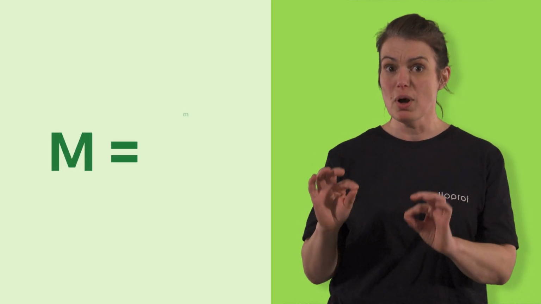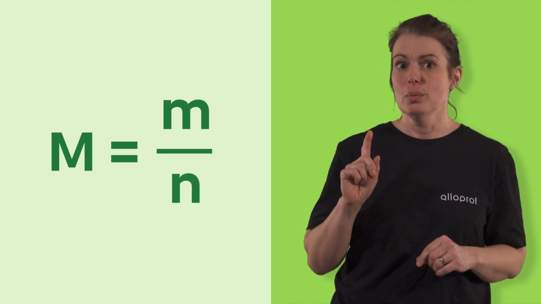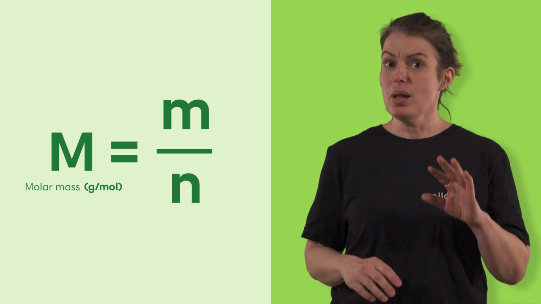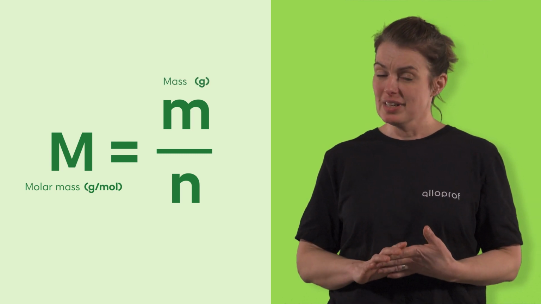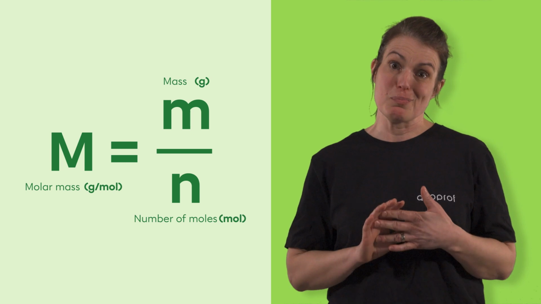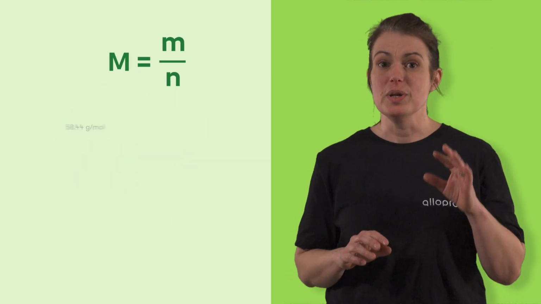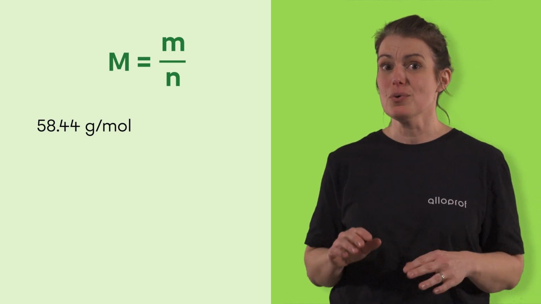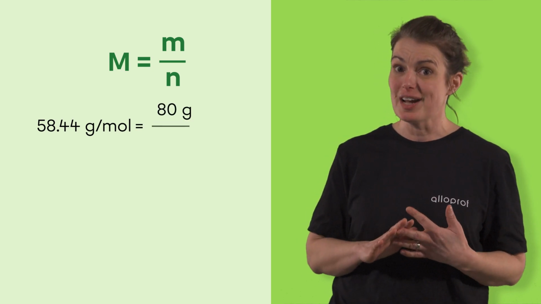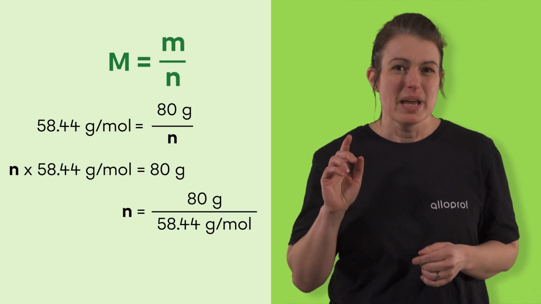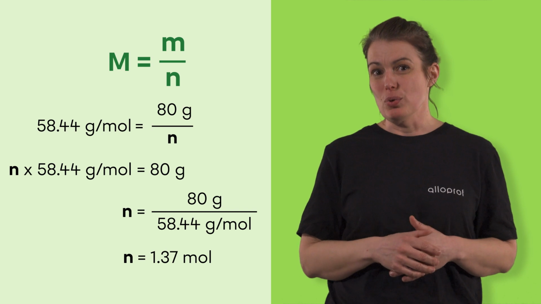Next, we can find the number of moles of NaCl using the formula large M is equal to small m over N, where large M represents the molar mass in grams per mole, small m represents the mass in grams, and N represents the number of moles. We substitute the values into the formula. We determine 58.44 grams per mole is equal to 80 grams divided by N. Then we isolate N, and we obtain 1.37 moles.